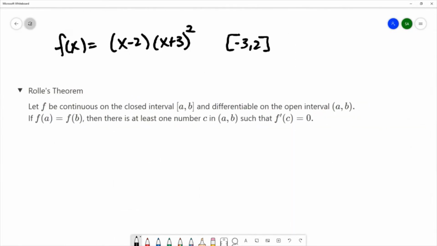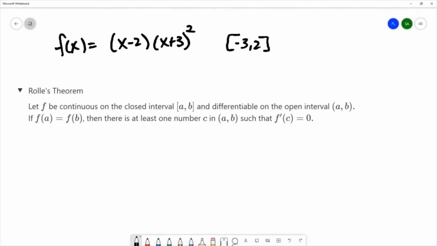Rolle's theorem says, let f be continuous on the closed interval from a to b and differentiable on the open interval a to b. If f of a equals f of b, then there is at least one number c in the interval from a to b such that the derivative is equal to 0. So let's see if this function meets the conditions of the theorem.